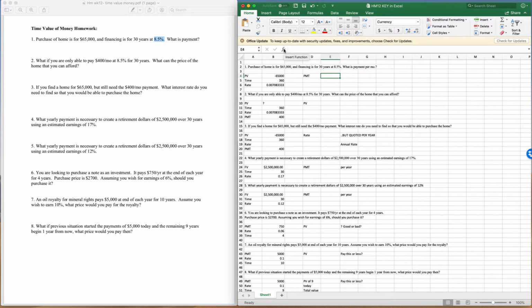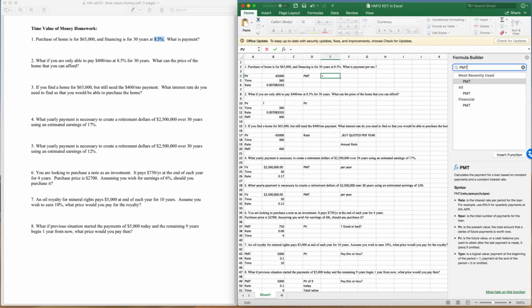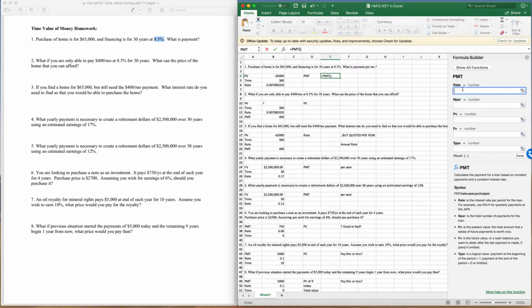There's a lot of ways to do this, but click the F of X function, and it's going to bring up all these choices. And I'm going to say, well, I'm after payment, and it's going to tell me I've got a solution. So double click on payment, and then it gives me basically the fill in the answers.